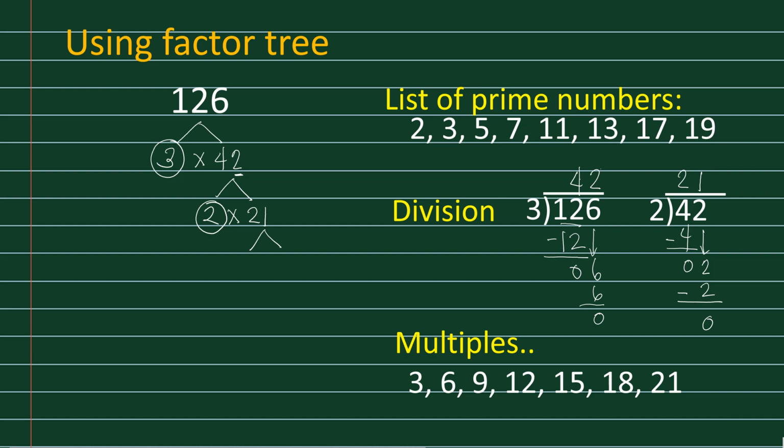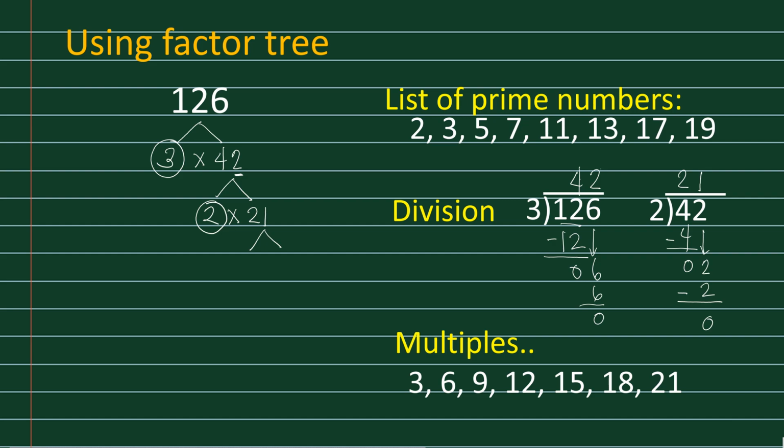21 is a small number, so we can use multiples of 3. And why did I use multiples of 3? Because when you add the digits of 21, 2 and 1, you get 3. So that means it is divisible by 3.